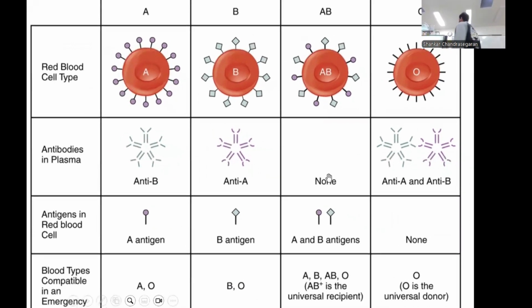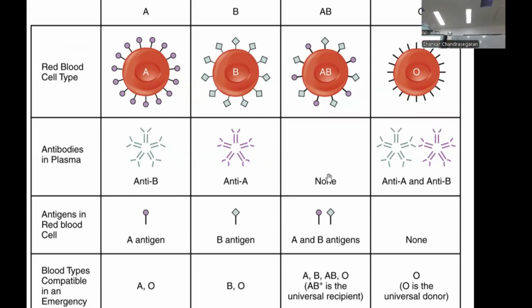So now let's talk about the interesting case with AB, right? AB blood group is a specific blood group that has both types of antigens present on its surface, right? So what that means is that it could basically receive blood from any of these blood groups, right? A, B, AB, or O. Let's talk about why.